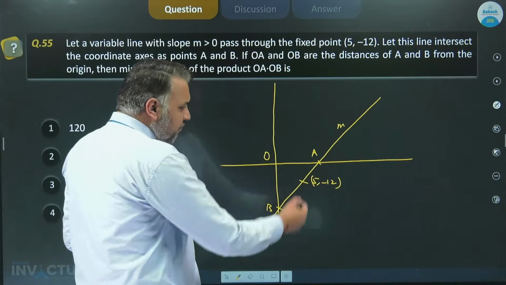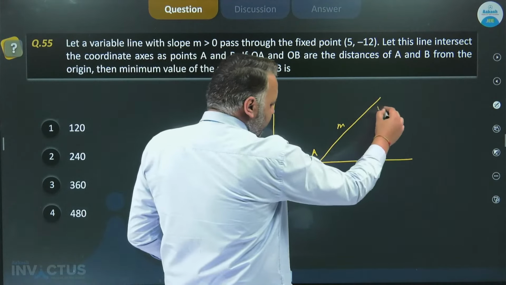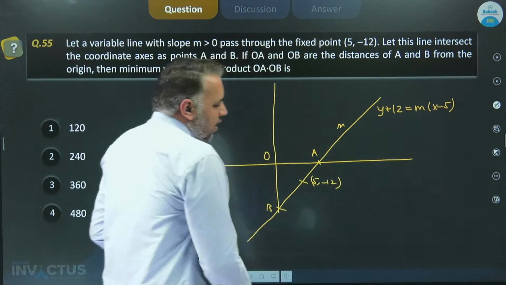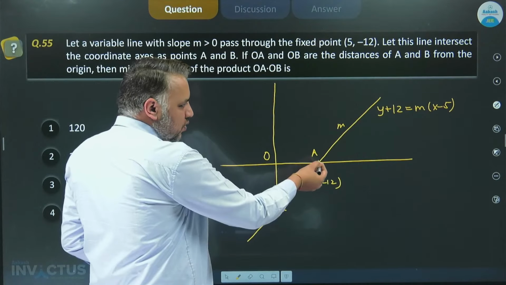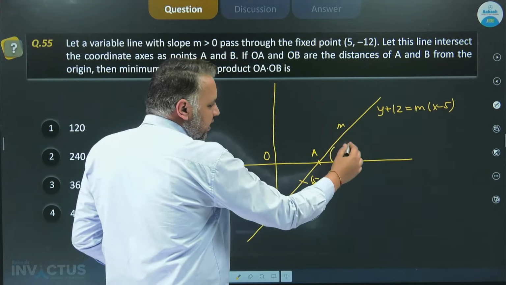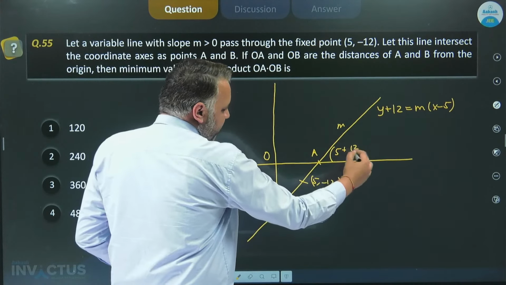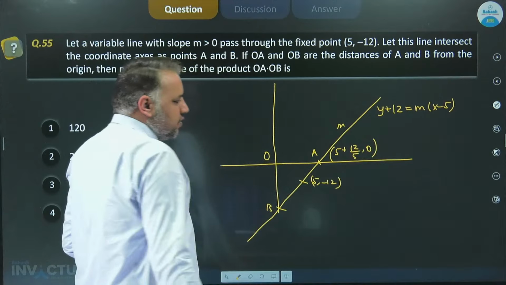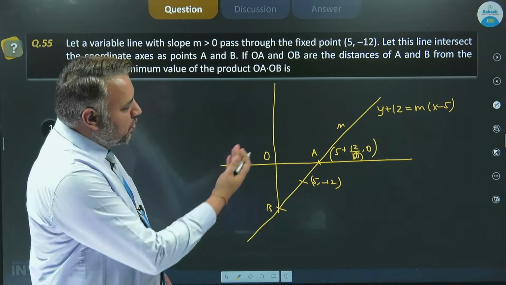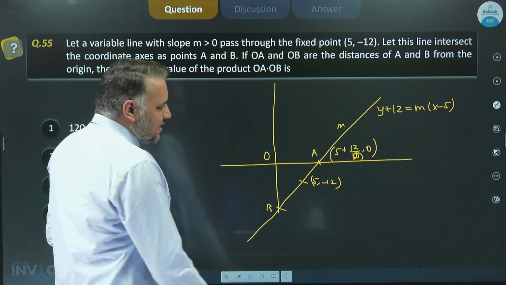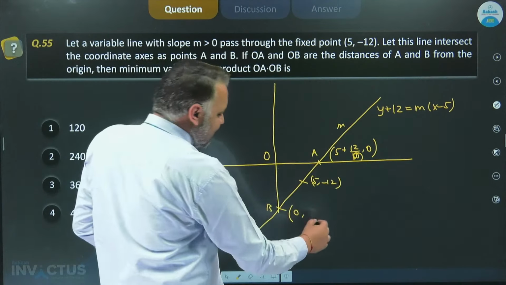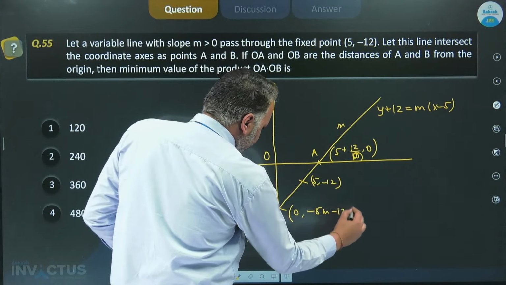Okay, so if we write down the equation of this line, that will be y plus 12 is equal to m into x minus 5. If we put y is equal to 0, you can check that the x coordinate will be 5 plus 12 divided by m, comma 0. This point will be 12 divided by m. And similarly, if we put x is equal to 0, you can see the point B will be 0 comma minus 5m minus 12.